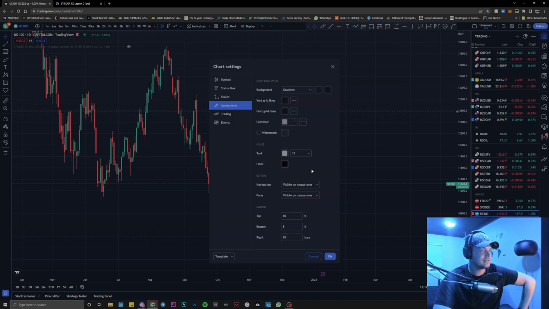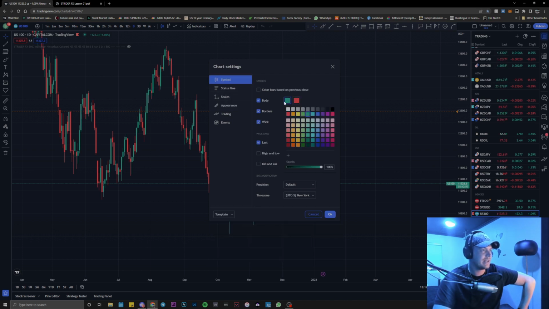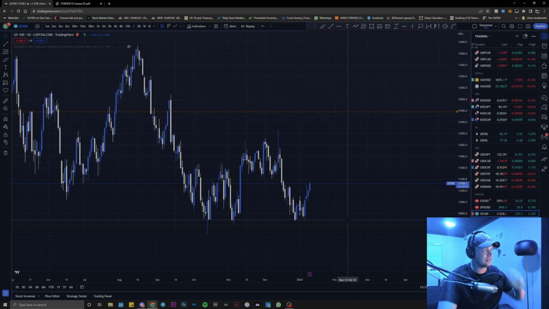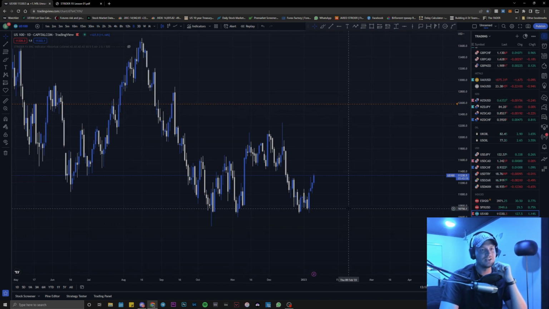Then appearance wise, I like to change the bodies of my candles from green to blue and downwards to white, borders to blue. It's a mental thing for me that I don't like seeing red candles and green candles on a chart. For me, that signifies go and stop. And you want to trade what you see, not what you feel. And if it's making me feel like that, I'm not going to keep it like that for long.